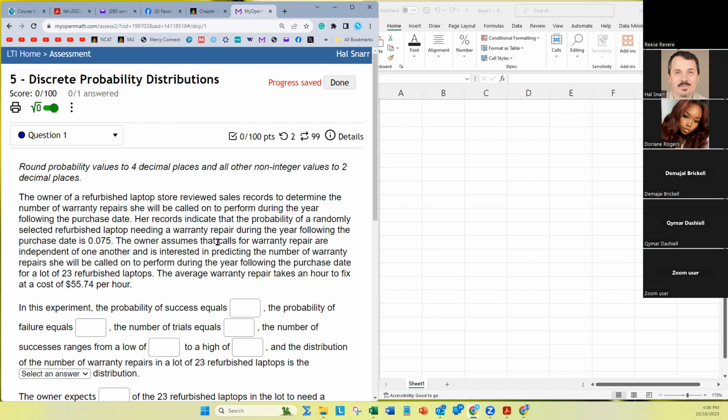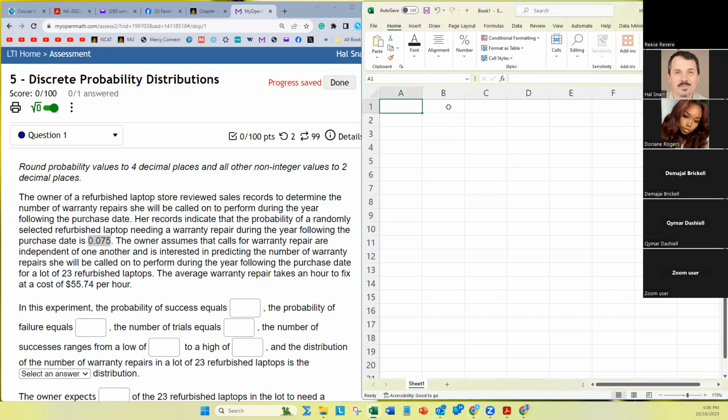And so the number of warranty repairs is discrete, right? And her records indicate the probability of a randomly selected refurbished laptop needing a warranty repair during the year following the purchase date is this. So how did she come up with this value? Anybody know? How would a repair shop come up with this 0.075 in my problem? How would they come up with that?